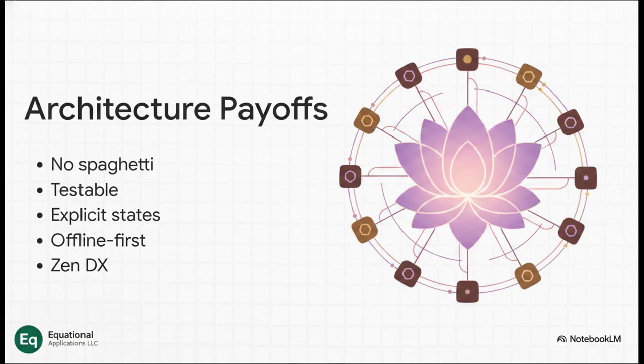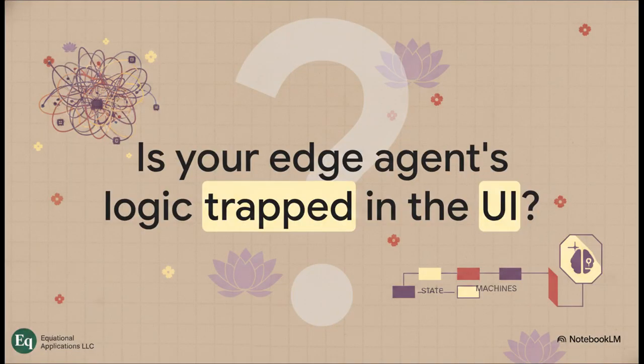You get explicit loading and error states basically for free. You get resilient offline-first capabilities for local SQLite writes and optimistic rollbacks. Ultimately, it delivers a Zen-like developer experience where you actually trust your code to do exactly what it says it's going to do. So, the crucial point I want to leave you with is this.